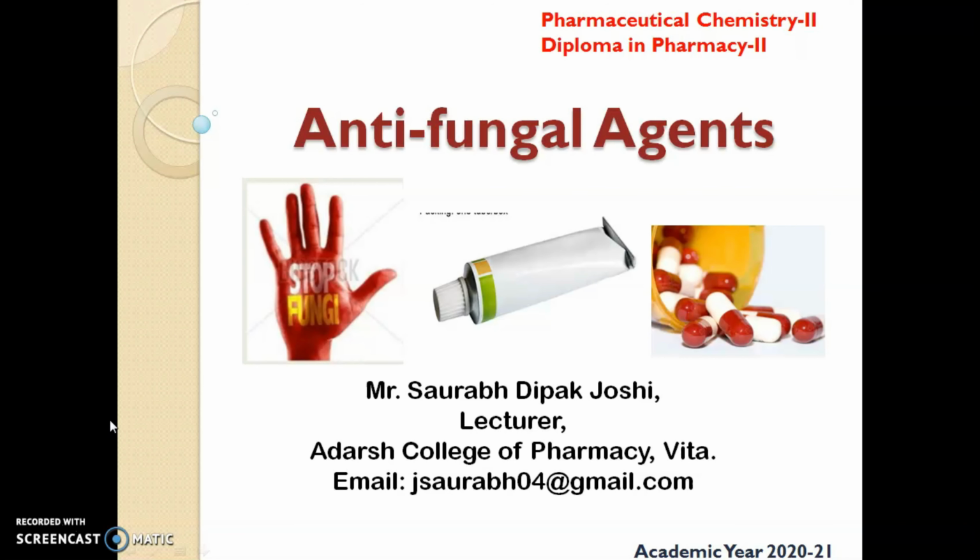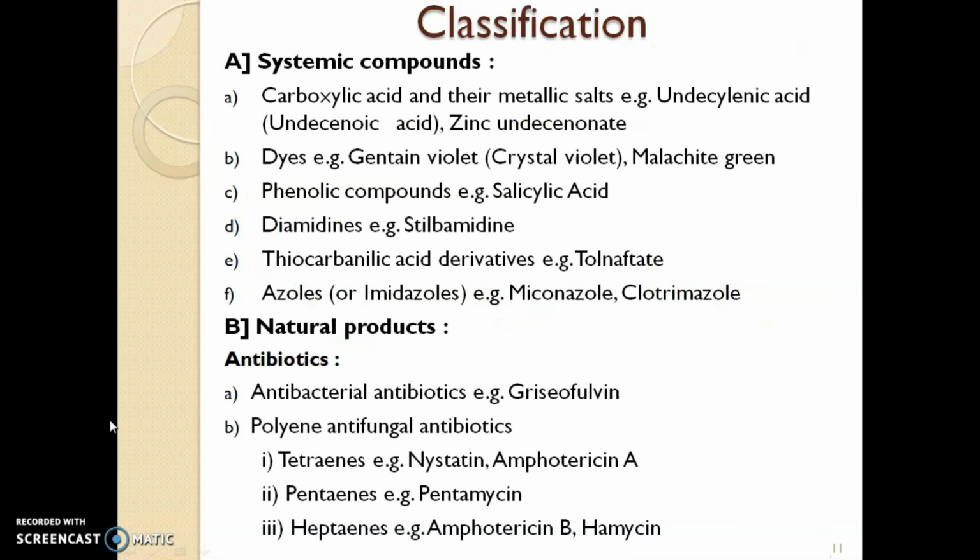In the first part of the video, we ended at the classification of antifungal agents. We already discussed that in that video. So now we discuss the 5 drugs which are important for diploma in pharmacy second year students only. So let's start with the first drug. The first drug is undecylenic acid or undecenoic acid.